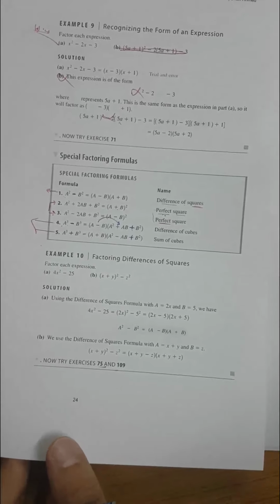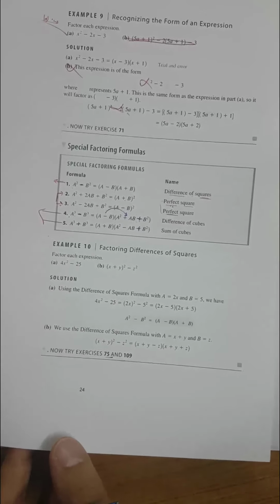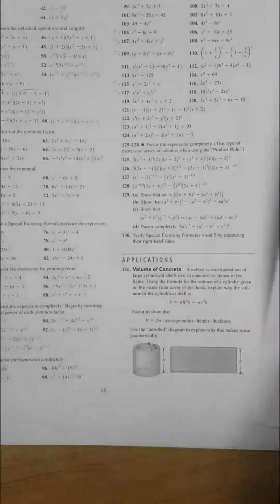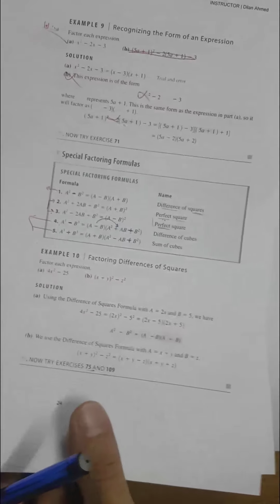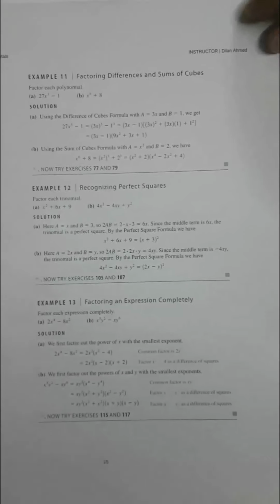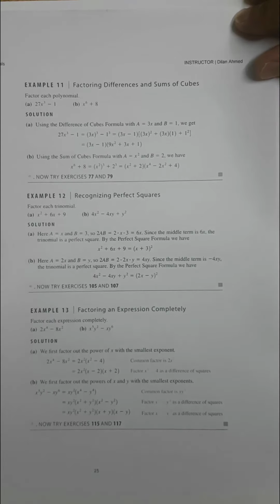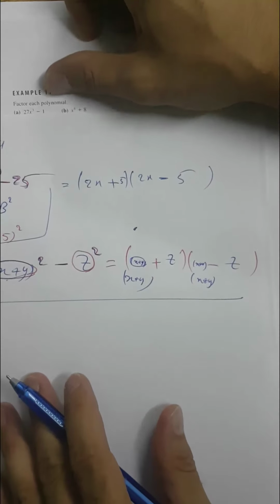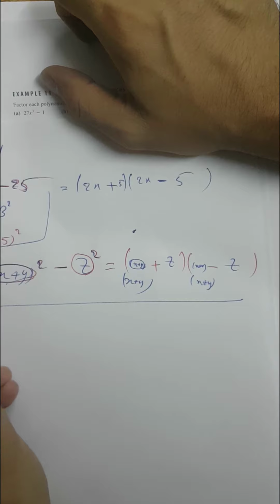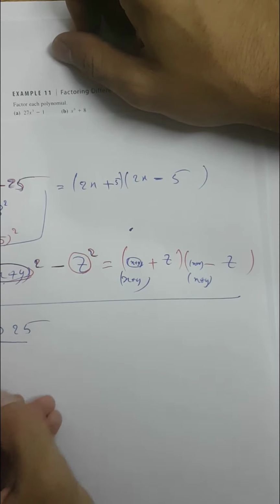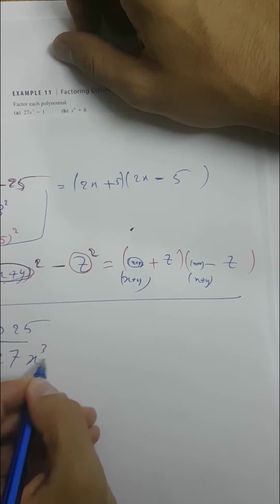Now it's time to check page 25. Okay, we find page 25 and solve more examples about these formulas that we dealt with in the previous page. So I have what? Example 11, page 25, I have 27x cubed minus 1.